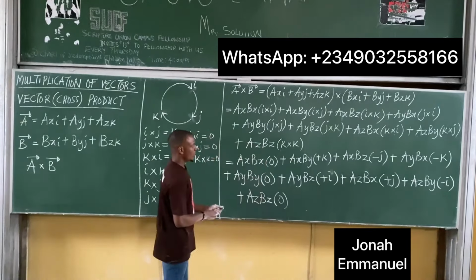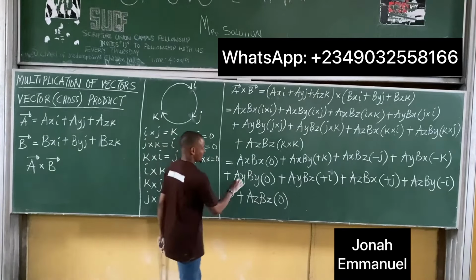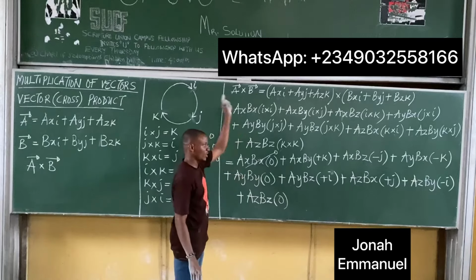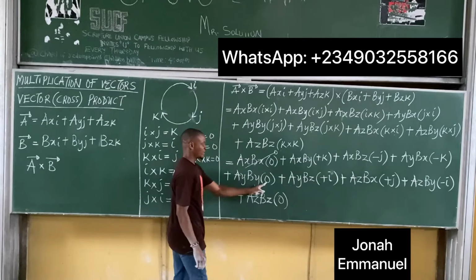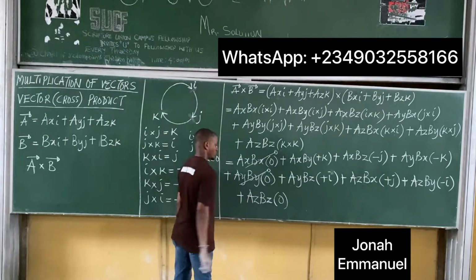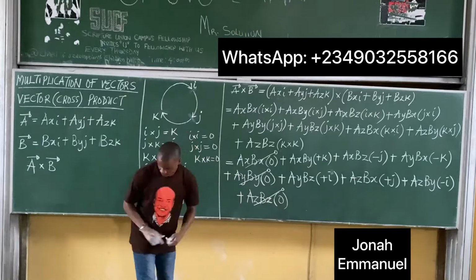So we have all of these terms. That means this one cancels out to give you 0. AX BX times 0 is off. AY BY times 0, that's 0, is off. AZ BZ times 0, that's 0, is off.